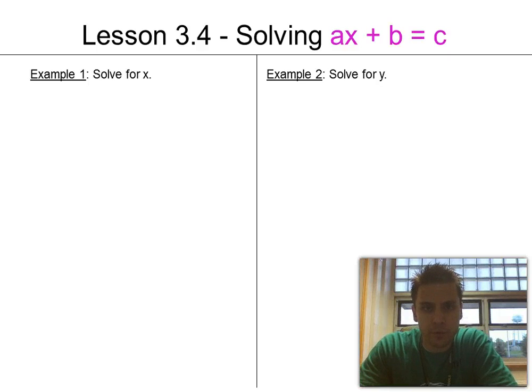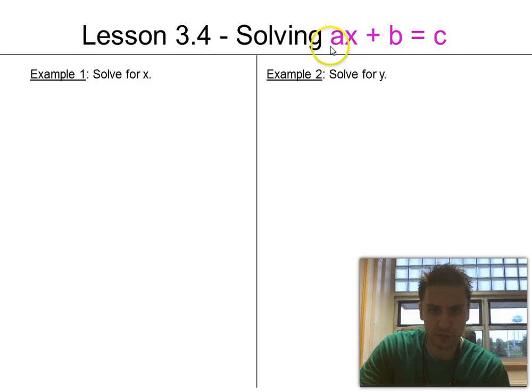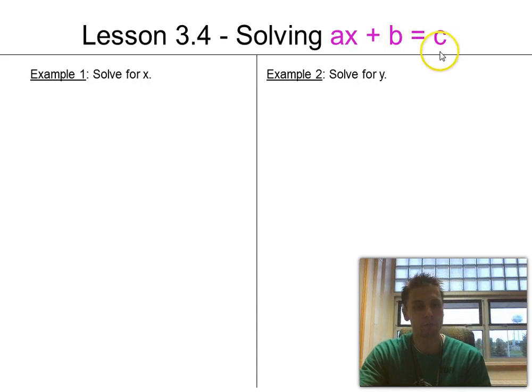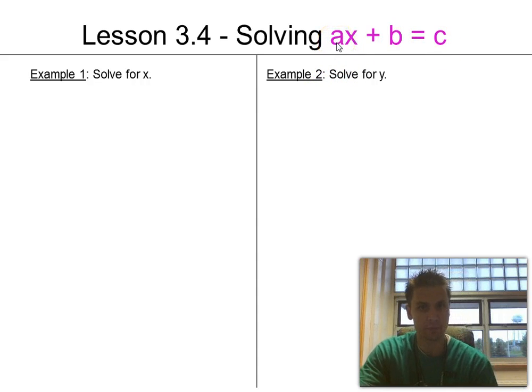Everybody, Mr. Bucko here with a couple of examples from section 3.4 on solving equations of the form ax plus b equals c, which is what we have right here. This is just a general form of an algebraic equation where in this case x is our variable, and a, b, and c will be known values in an equation. So we'll do a couple of examples that look like this, and that might clear up some confusion as to what this a, b, and c is.